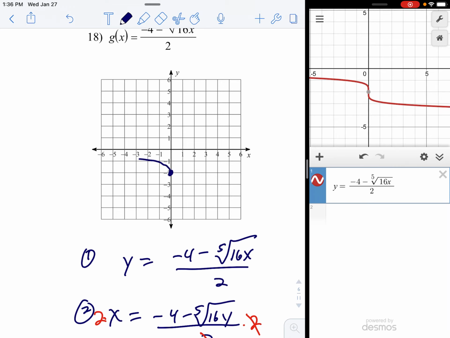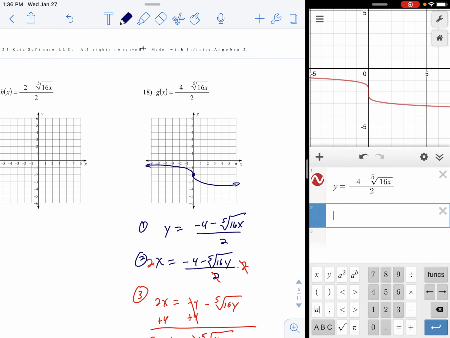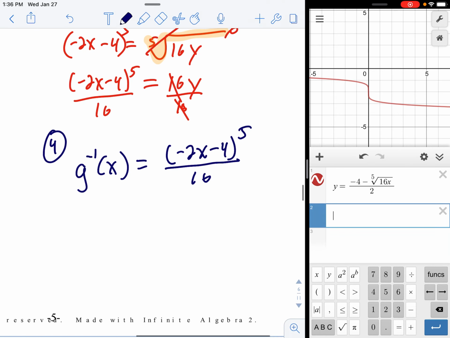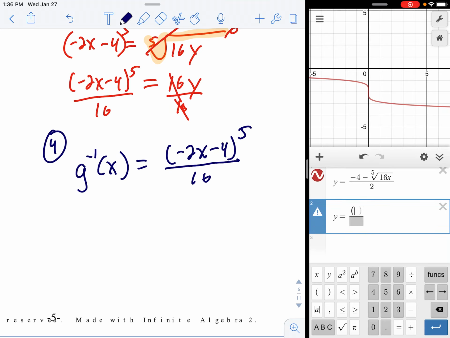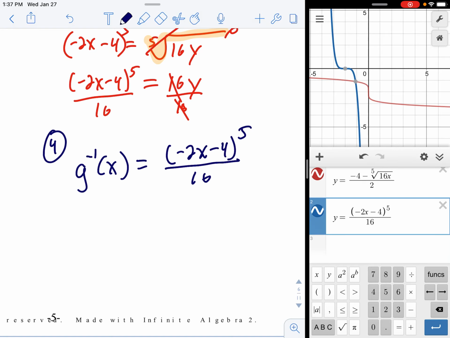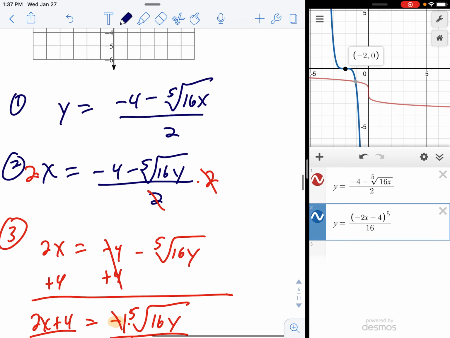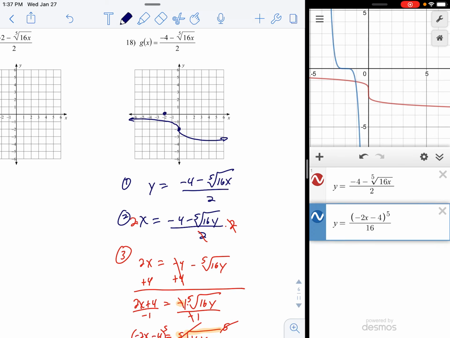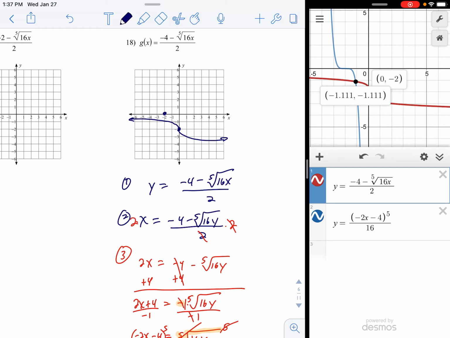And then I get a curve kind of like this and a curve kind of like that. Not perfect, but we'll call that good enough. Now for the next one, y equals fraction bar, so I need parentheses, negative 2x minus 4, and that's raised to the 5th power over 16. And so I have an intercept at negative 2, 0. Notice one intercept is negative 2, 0. The other one is 0, negative 2. Also, where they meet is the exact same point. So this goes like this and like that.